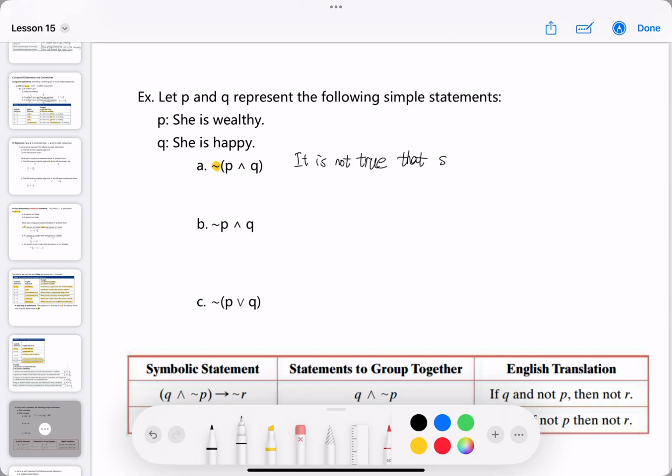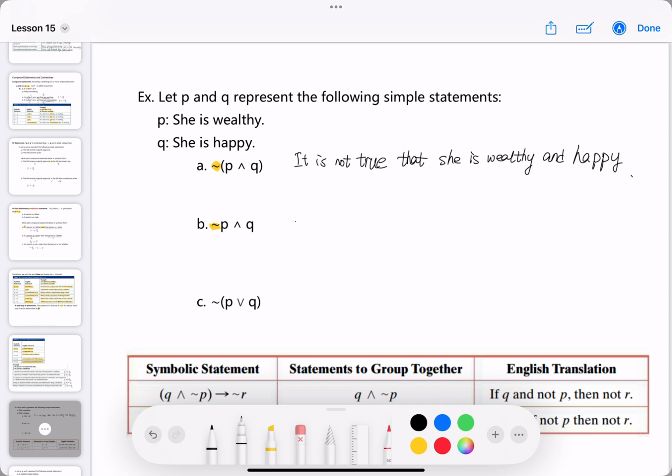So P is she is wealthy, and happy, because the Q is she is happy. We just say she is wealthy and happy. And the second statement is negation. You negate the P and the Q. So this is also a negation.